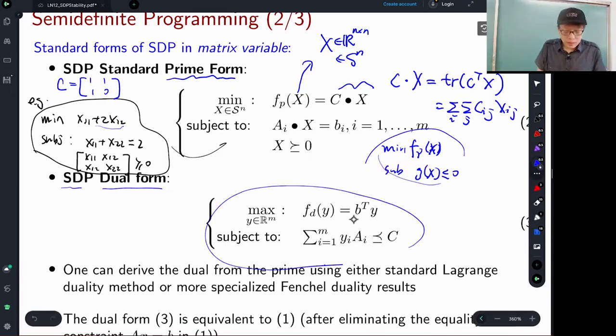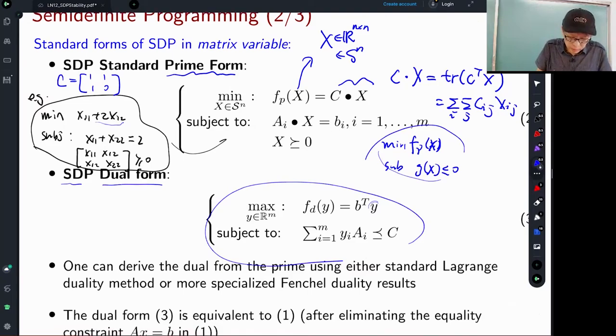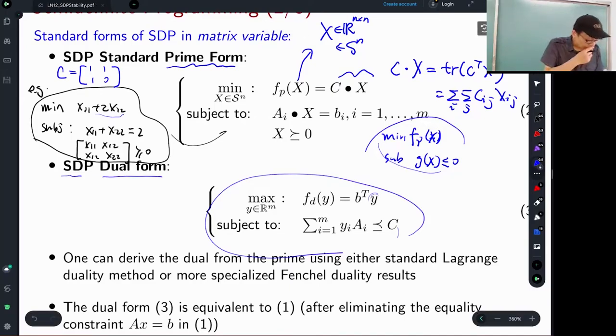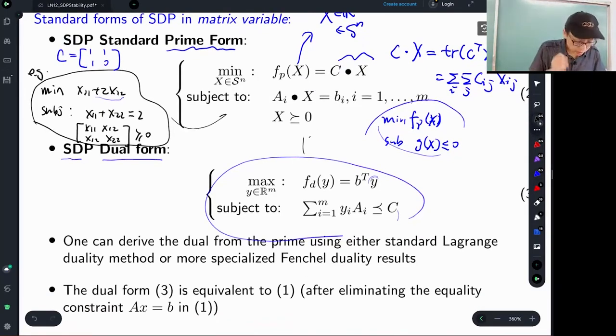It's maximize some linear function. Y is a dual variable, dual optimization variable, which actually has the same dimension as the equality constraint of the primal one, and subject to another linear matrix inequality constraint. This looks more like the standard form of LMI. And you can derive this by the standard Lagrangian duality method.